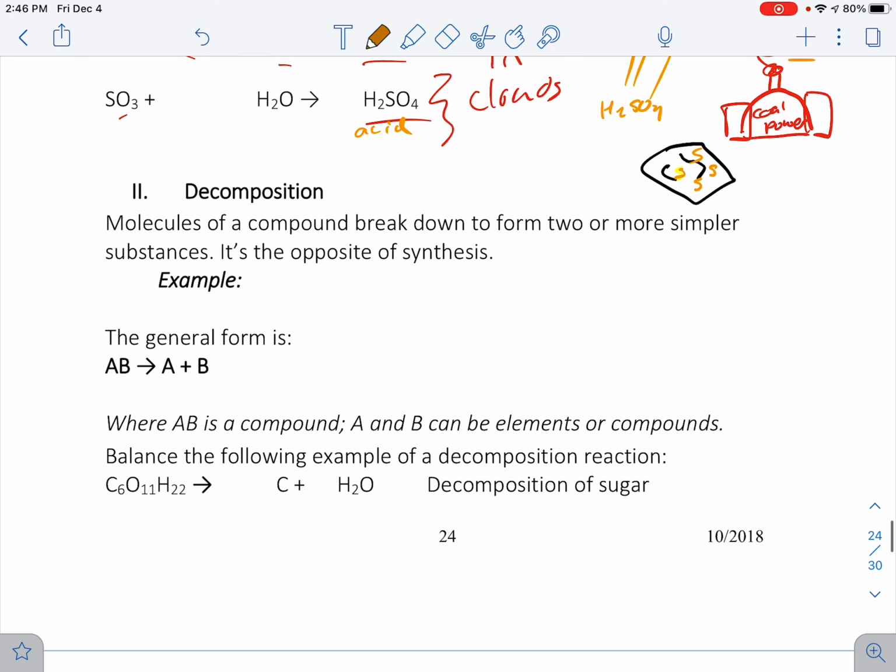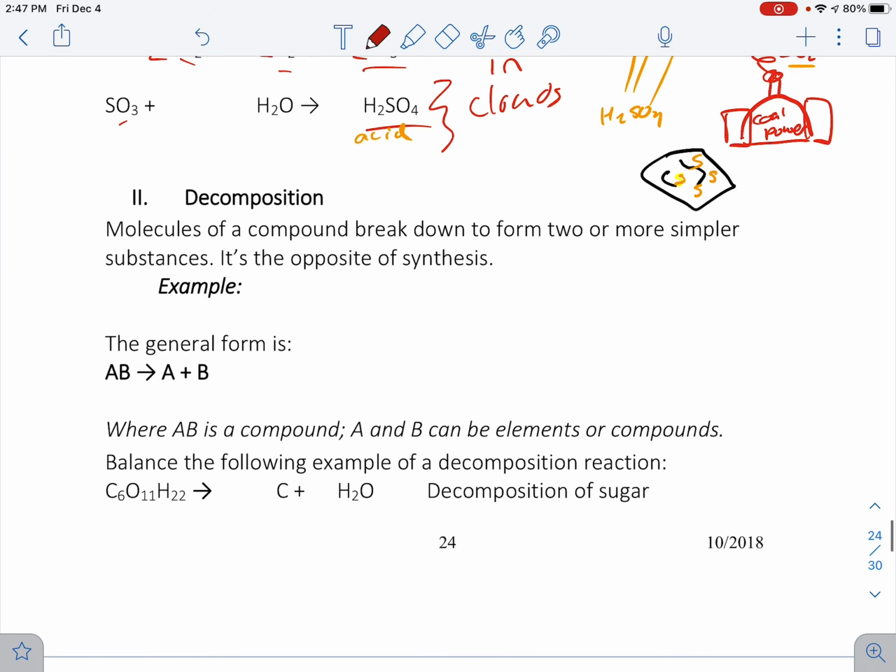All right, now if you have one compound and it breaks down, then that's another way we can go about creating something. One of the options there is to decompose things like sugar. You can also have the breakdown of water. That's a weird one. But if you pass an electric current over water, it will actually break apart and produce hydrogen and oxygen gas.